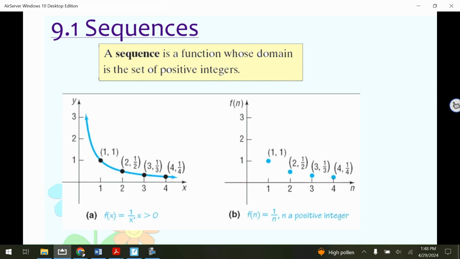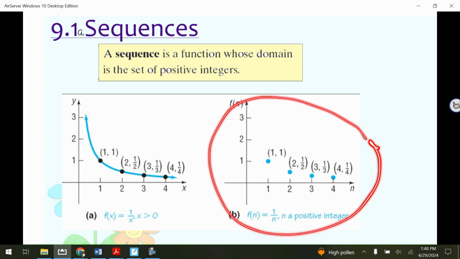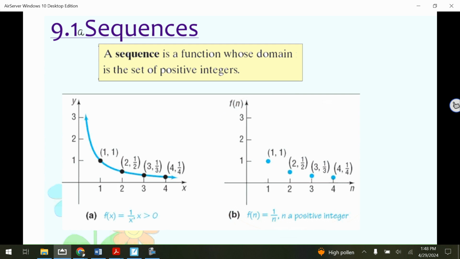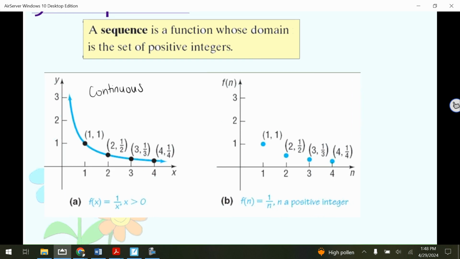All right, so we are going to spend today as an introduction to the concept of sequences. We're actually doing 9.1a. I'll sneak that little A in there. And this particular topic is going to be focused on what are called discrete relationships. This is a discrete relationship. It is not continuous like the other one. And it is discrete because it says a function whose domain is the set of positive integers.